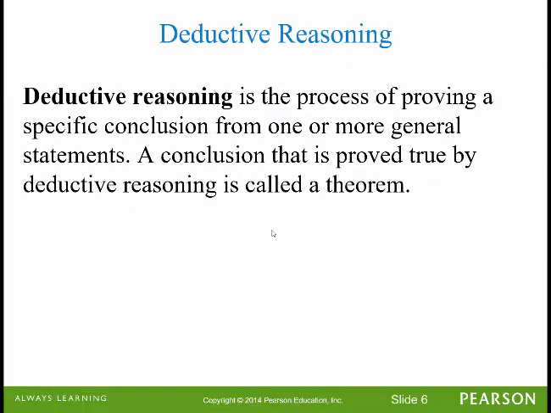All right, let's move into deductive reasoning. So deductive reasoning is the process of proving a specific conclusion from one or more general statements. The thing about deductive reasoning is a conclusion that is proved true by deductive reasoning is called a theorem. So the important thing about deductive reasoning is that it proves a very, very specific conclusion, not a general conclusion.